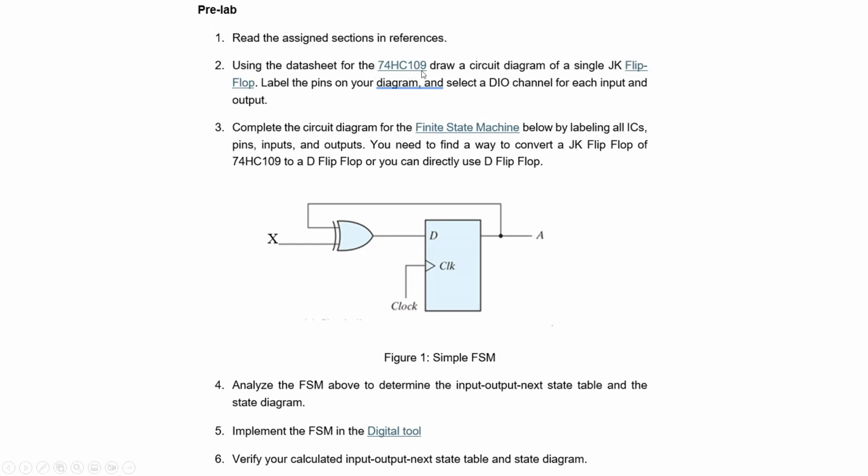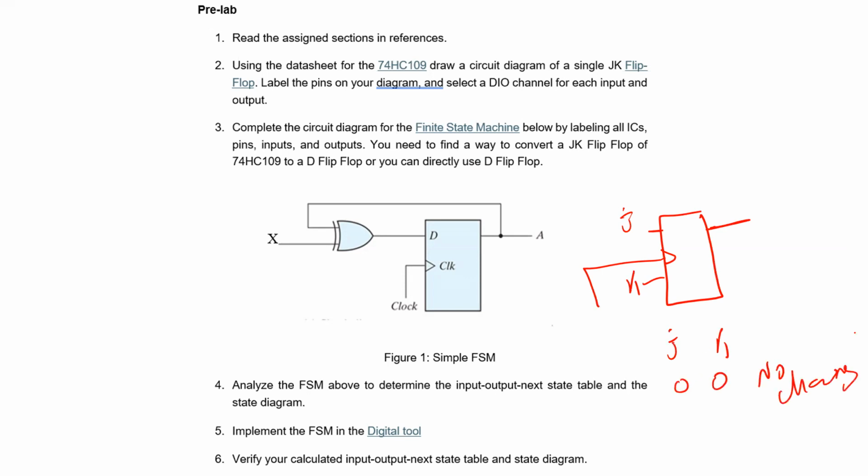This is the data sheet for the 109. As you will see, inside this chip it has 2 JK flip-flops. Remember in the lecture, as I explained, for a JK flip-flop you have J and K, and then you have a clock. As I told you in the lecture, when JK is 0, 0, there is no change, so Q will be the same. This is exactly what I want you to explore in this lab.